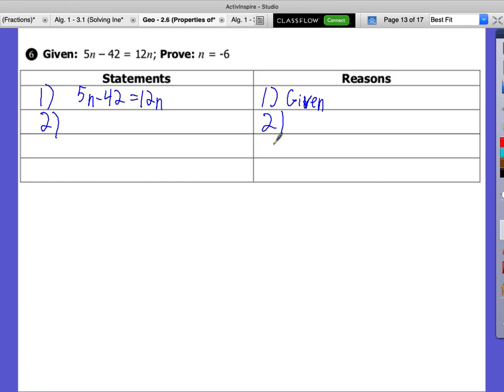You would subtract 5n, so we'd be left with negative 42 is equal to what kind of n? 7n. And what property tells us that we can do that, James? Subtraction property. Very good.